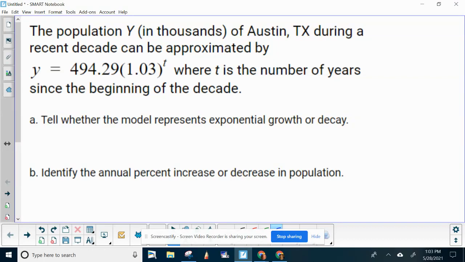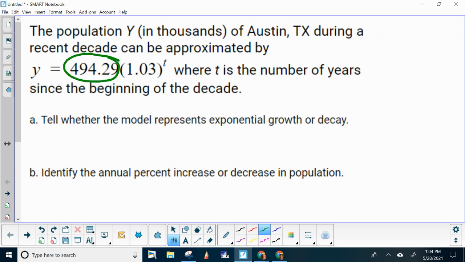So we are going to look over an exponential growth problem. This example's about population in Austin, Texas. This is the scenario we have, and you're given an equation that represents population. This number right here is the starting population. This number in the parentheses is the growth factor.